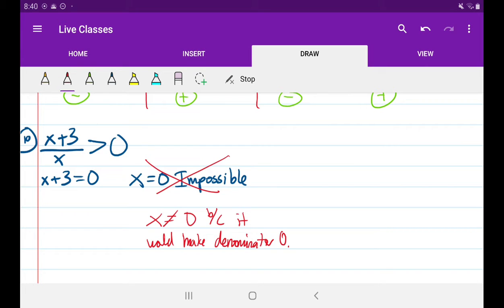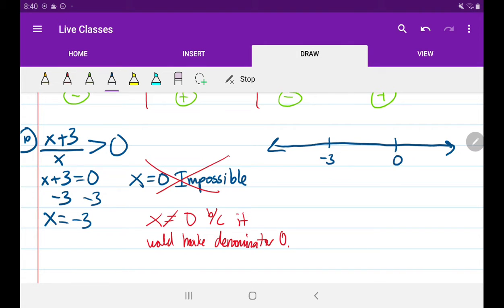So if we go back to the other factor, x plus 3 equals 0, and solve that, well, I'll minus 3, and x is negative 3. Okay, so what we want to plot on our number line here, we'll have a negative 3, and I'm going to put 0 on. The reason why I'm going to put 0 on is because we know x cannot equal 0. So I'm going to put a big red circle at it to remind me I can't equal it. And so we'll see how this comes out.